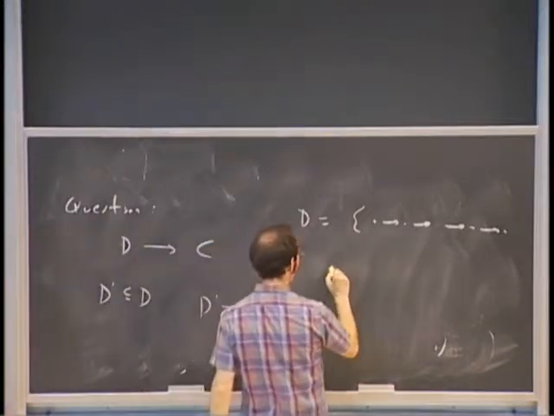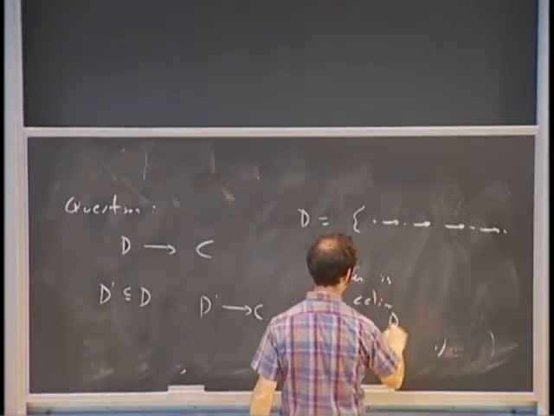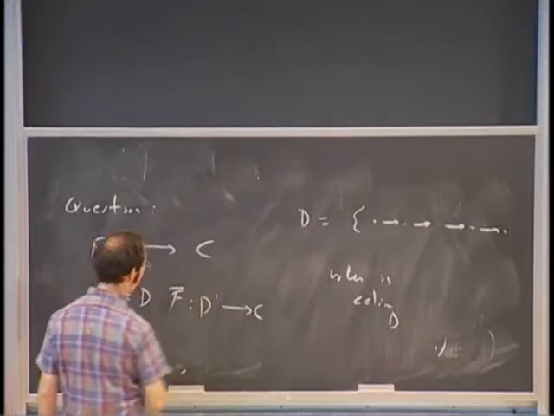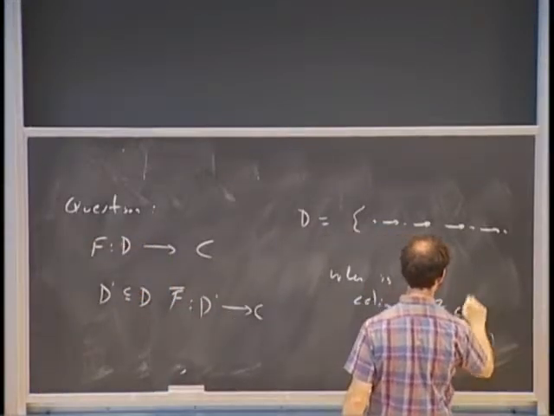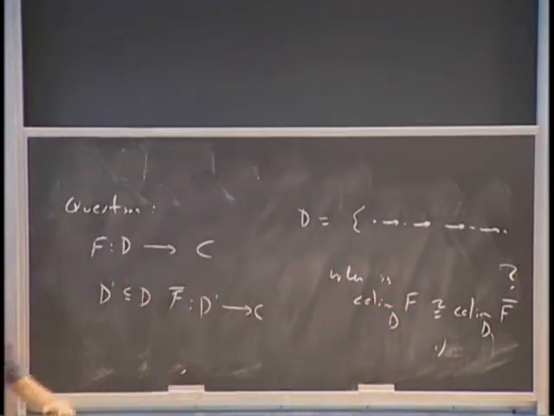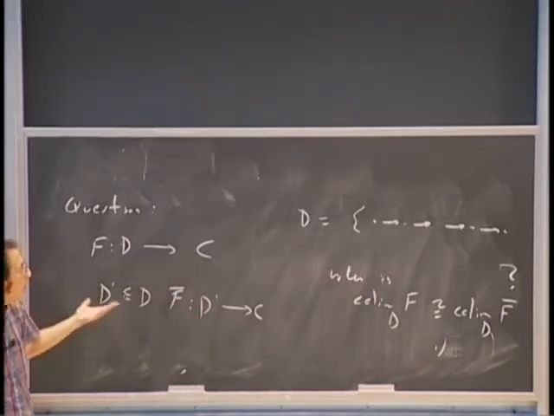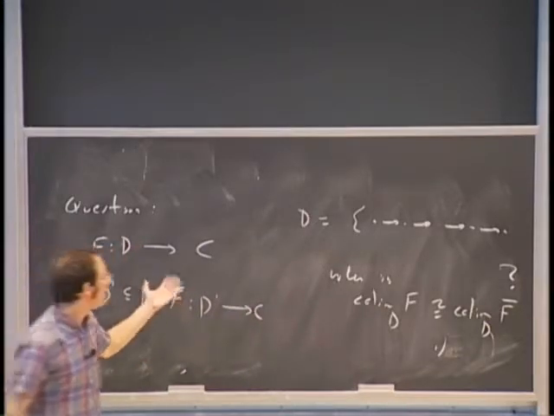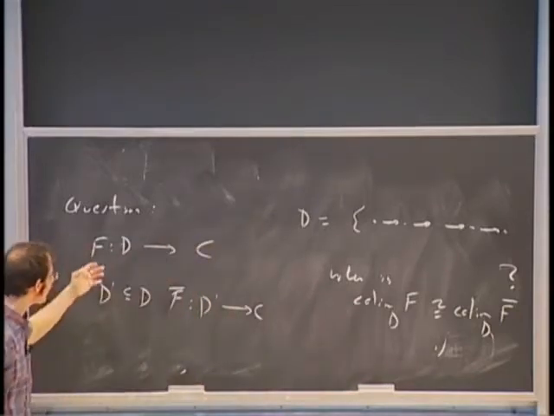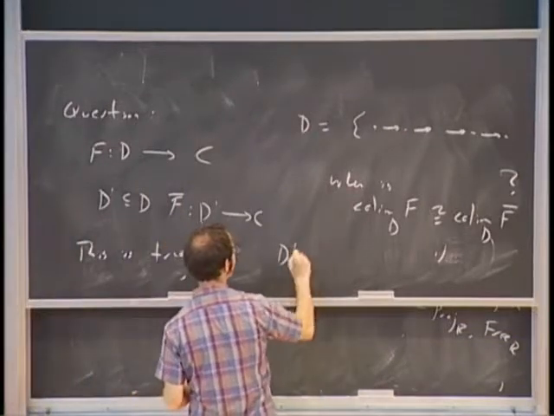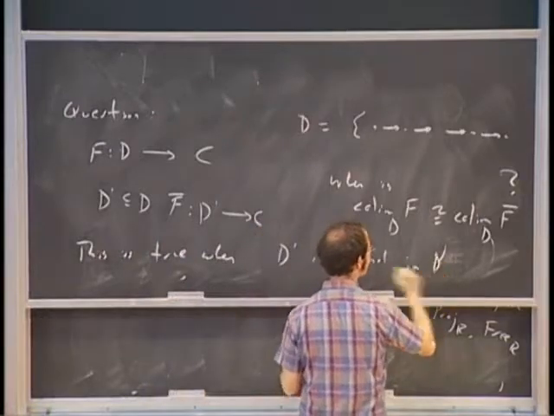And now I can ask, when is the colimit over D of F, let's call this F and let's call this F bar, isomorphic to the colimit over D of F bar? And that's supposed to be a question. This is natural because you want to ask, when can I simplify my diagram? And what it means to be cofinal is precisely a condition under which this is true. We say this is true when D prime is cofinal in D.